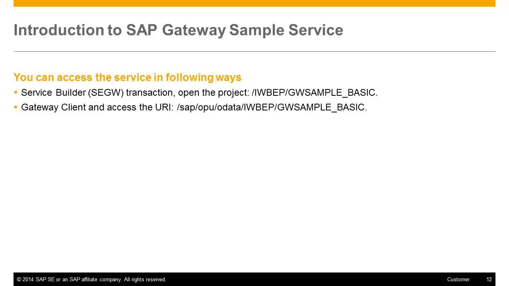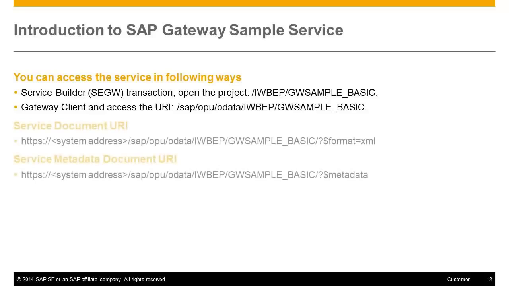Each OData service is represented by a URI, called the service root URI. A URI is a Uniform Resource Identifier. The service root URI of the SAP Gateway Sample Service is shown here.